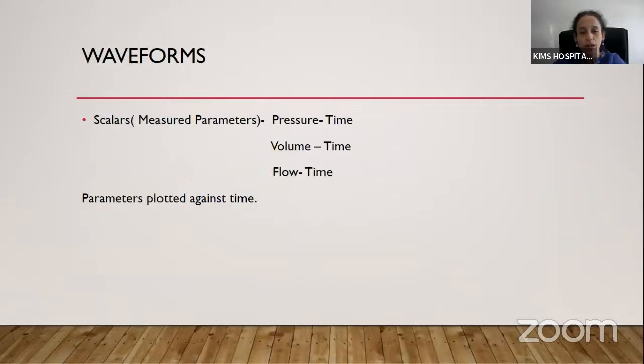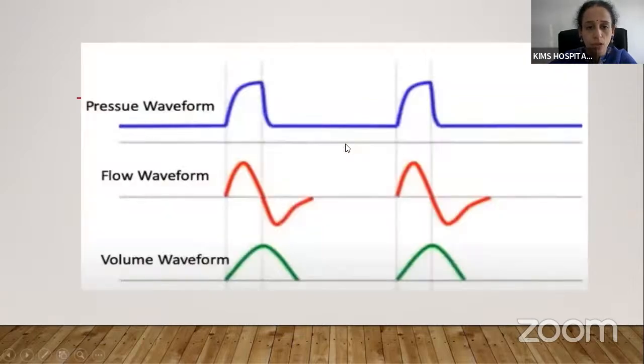So coming to the graphics, these are divided into scalars and loops. Scalars are the measured parameters in which the three variables, pressure, volume, and flow, are plotted against the time. So this is the pressure waveform which we have already discussed.